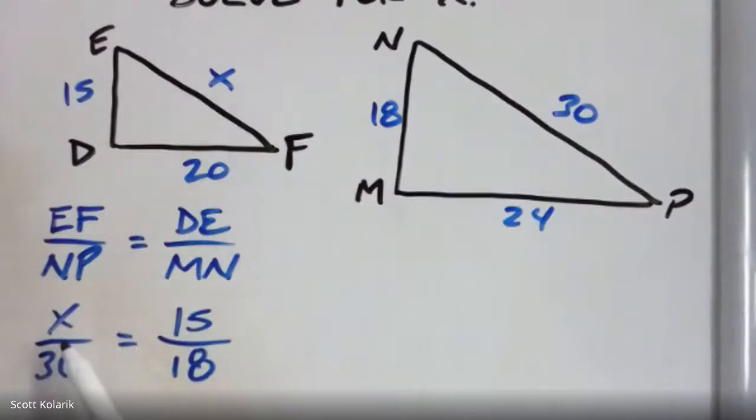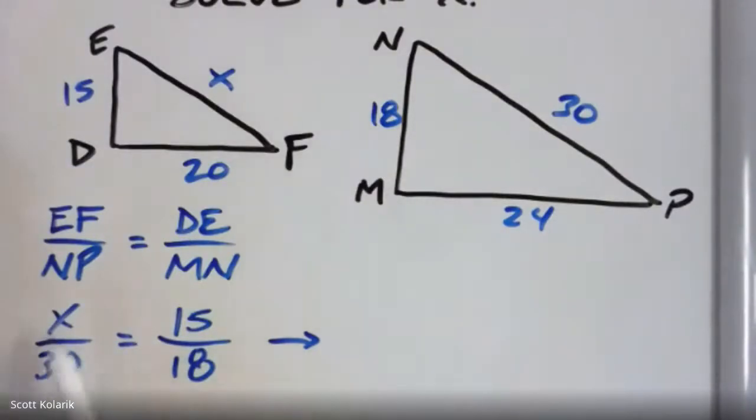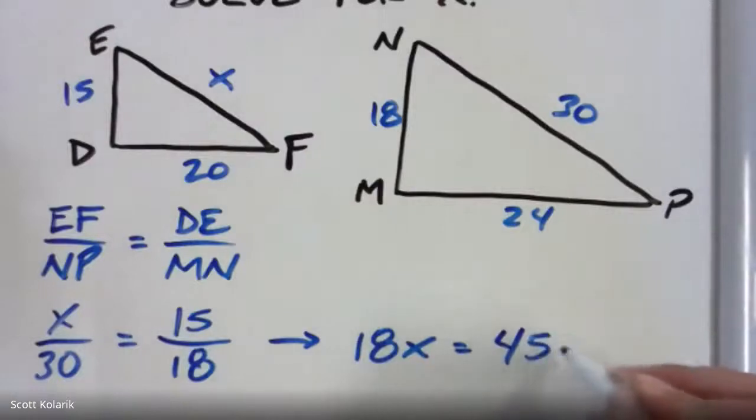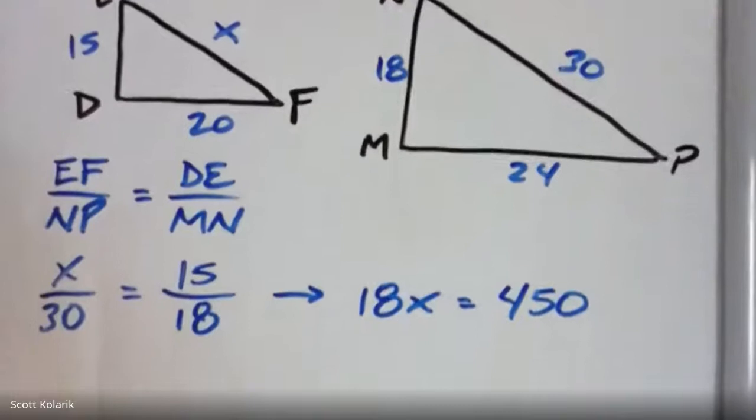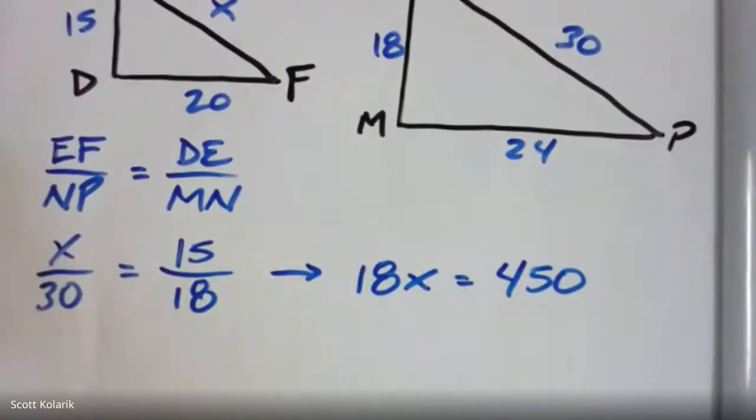So how do I solve for the variable here? Because I have a fraction equaling another fraction, here's where I can use the strategy of cross multiplication, anytime I have a fraction equaling a fraction. So if I multiply 18 times this X, I get 18X. 30 times the 15, you can confirm it on a calculator, but it comes out to 450. Great, so I have an algebraic phrase at this point.